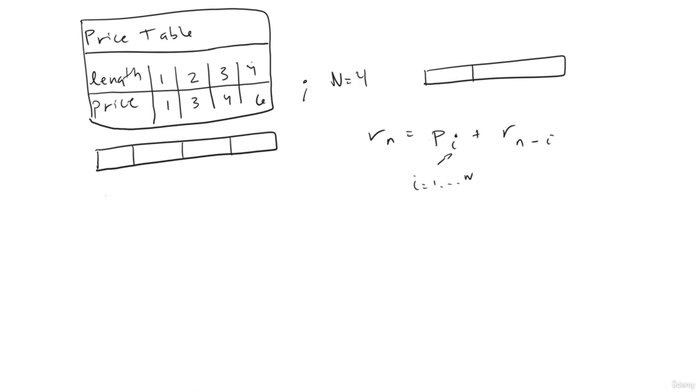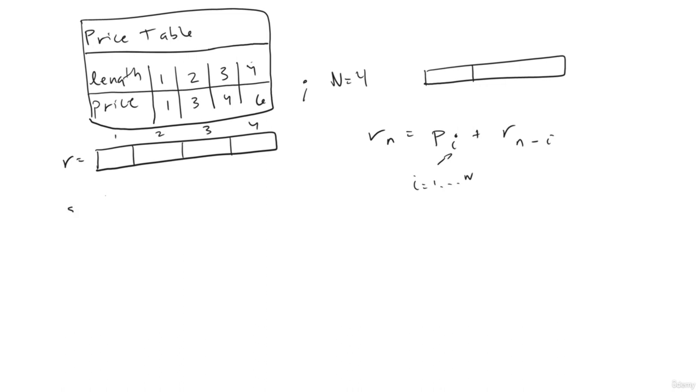But we're going to do it in a bottom-up fashion so that we don't have to start on the entire rod itself. We can start on really tiny subproblems like a rod of length 1 or 2, and then work our way up to solving the major problem. I'm going to have a table called R, and R is going to store the optimal solution to rods of a particular length: 1, 2, 3, and 4. And here's what I'm going to do.